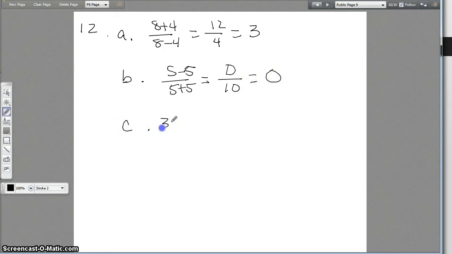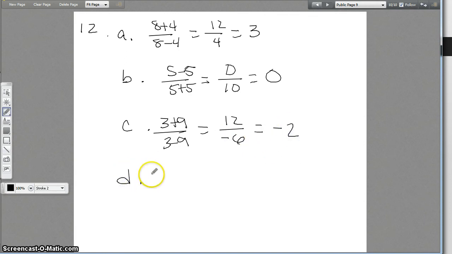Part C, we have 3 plus 9 over 3 minus 9. 3 plus 9 is 12. 3 minus 9 is -6. 12 divided by -6 is a -2. And then we have part D, 2 plus 2 over 2 minus 2. 2 plus 2 is 4. 2 minus 2 is 0. We can't actually do this. This is undefined because we cannot divide by 0.